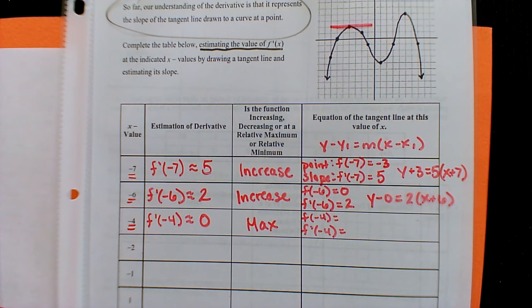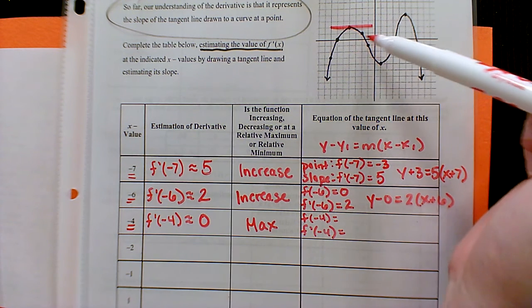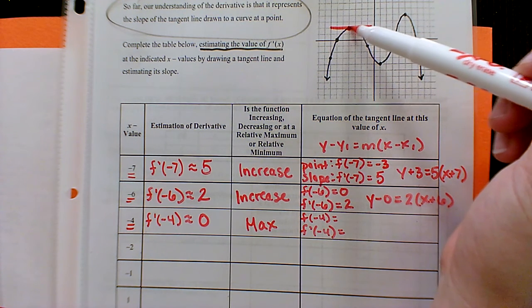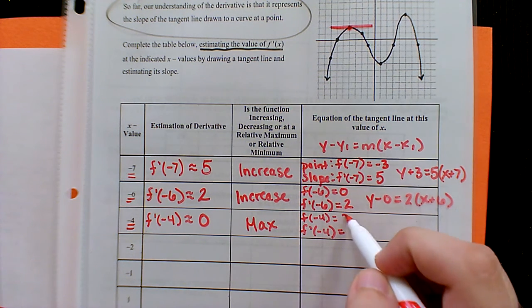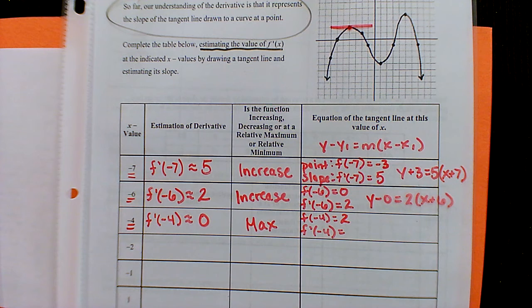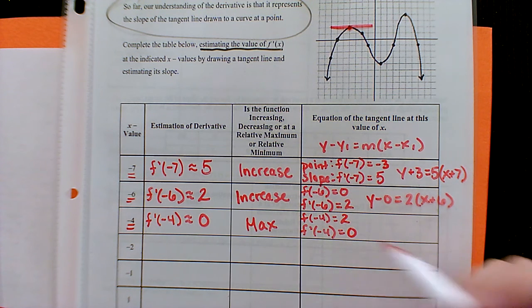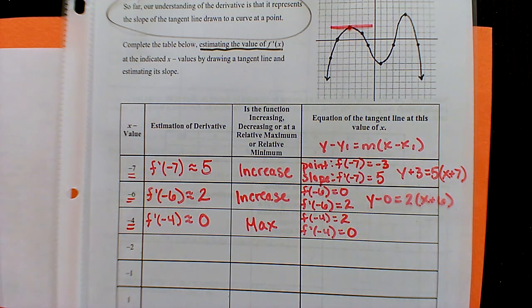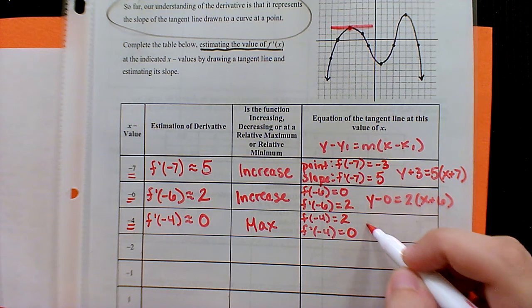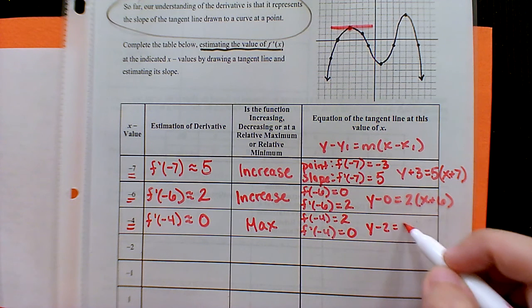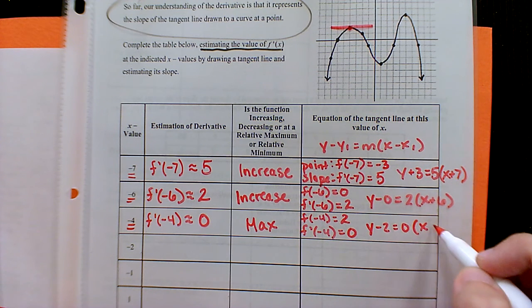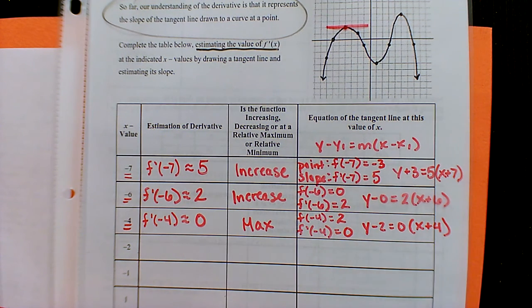Alright, so let's check out the point and the slope for the equation. If you plugged in -4 into the graph, it looks like the point value would be 2, height of 2, and you said the slope at that point was flat or no slope, aka 0. So our equation, y minus 2 equals 0 times x plus 4.